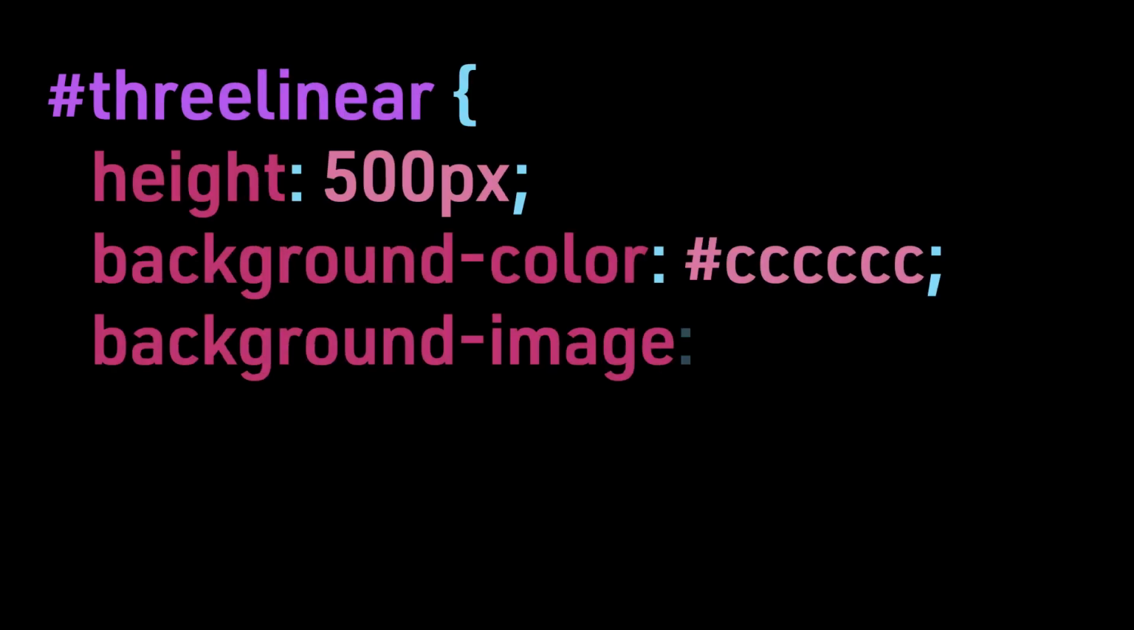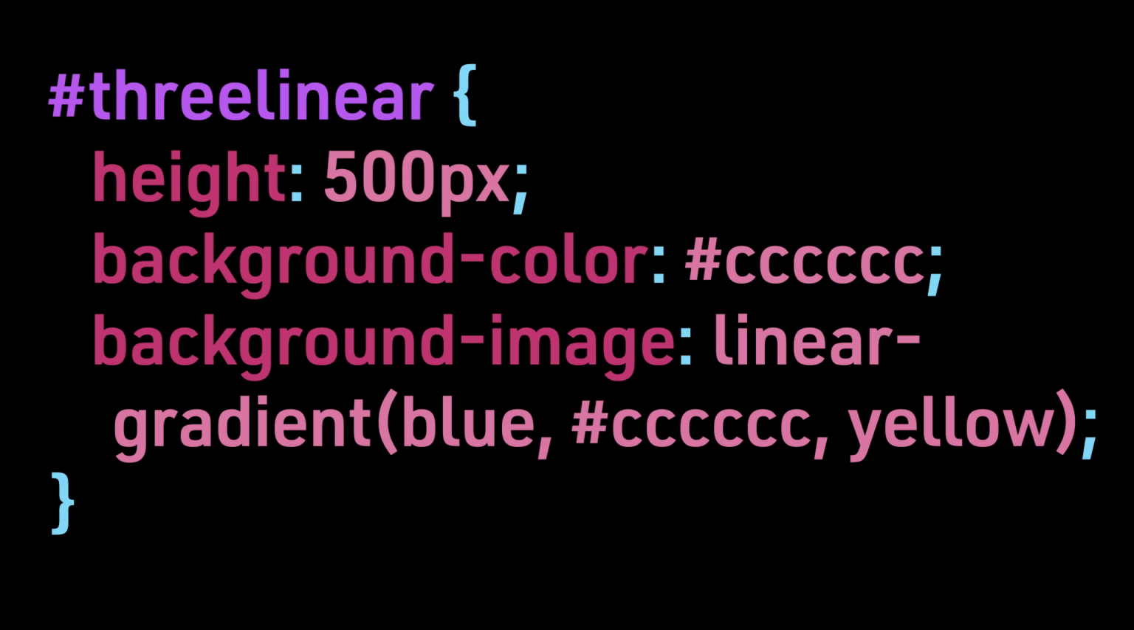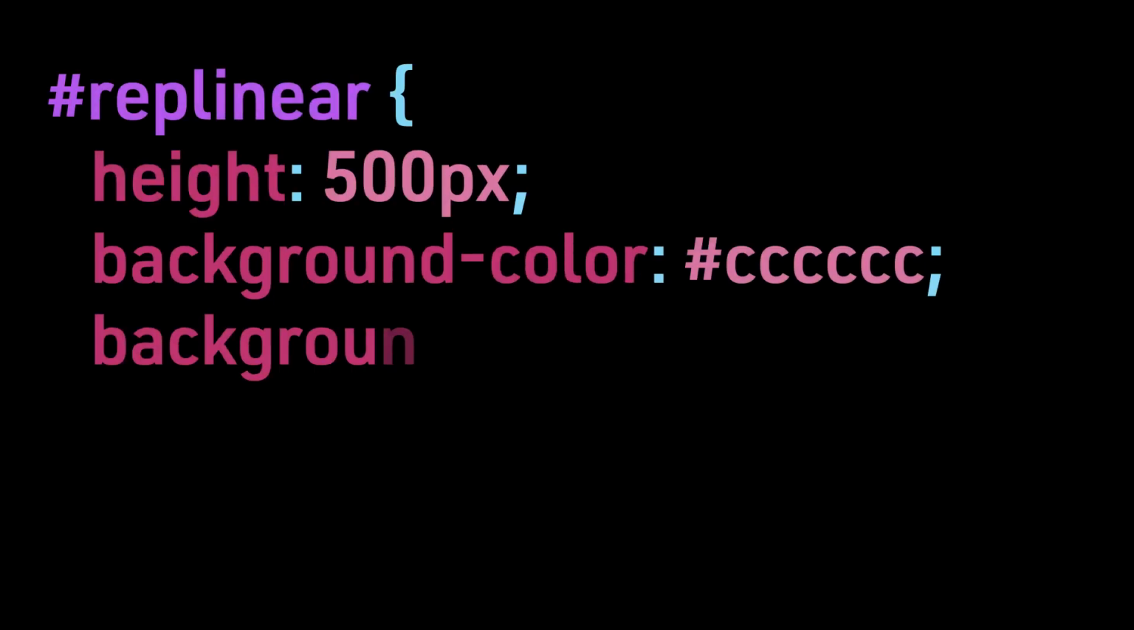Next, we will look at a linear gradient with three colors. Everything is the same except we have added yellow to be the final transition color. Next, we will repeat the linear gradient.